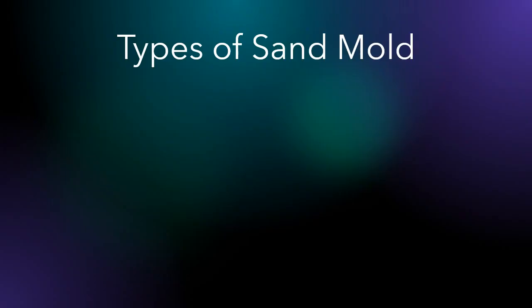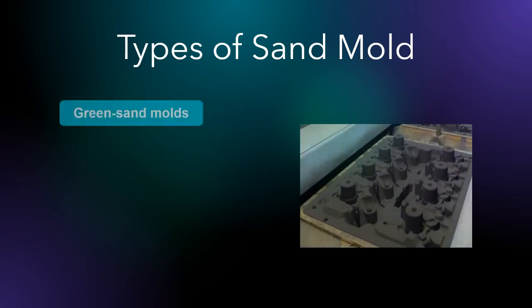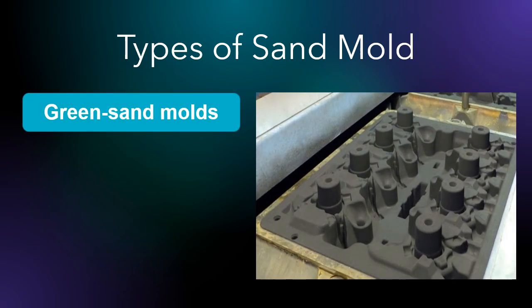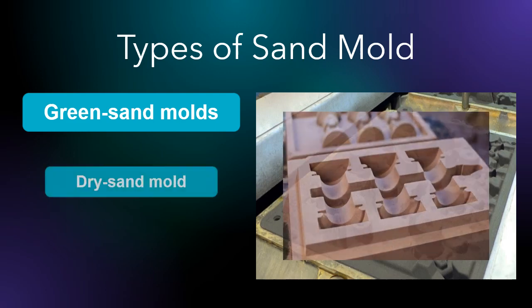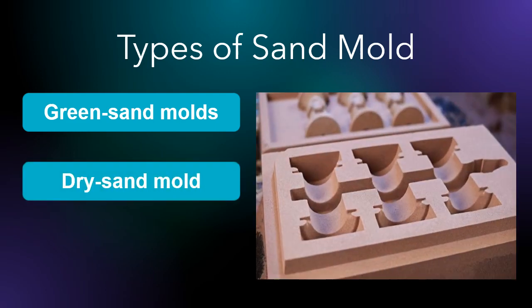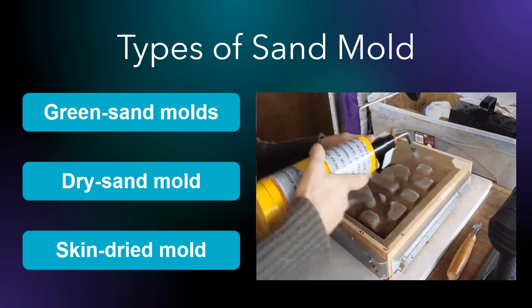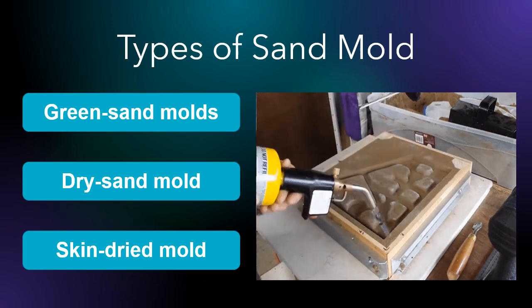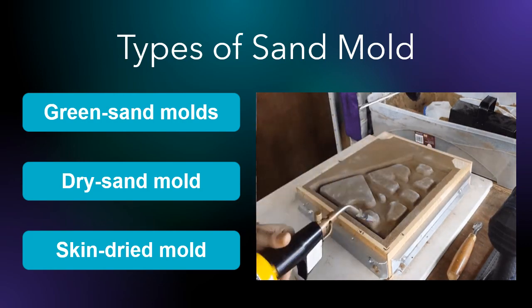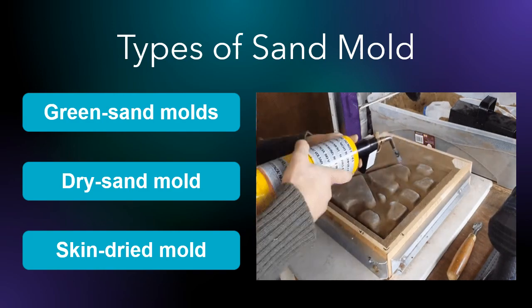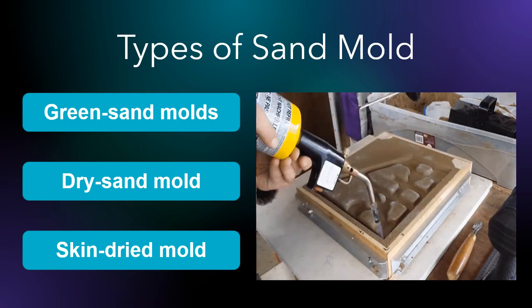The molds can be classified into several types. The most important one are the green sand molds, which is a mixture of sand, clay, and water. The dry sand molds use organic binders rather than clay to make the mold. And we have the skin-dried mold, where the mold cavity surface of the green sand mold is dried to a depth of 10 to 25 millimeters using a torch or heating lamps.